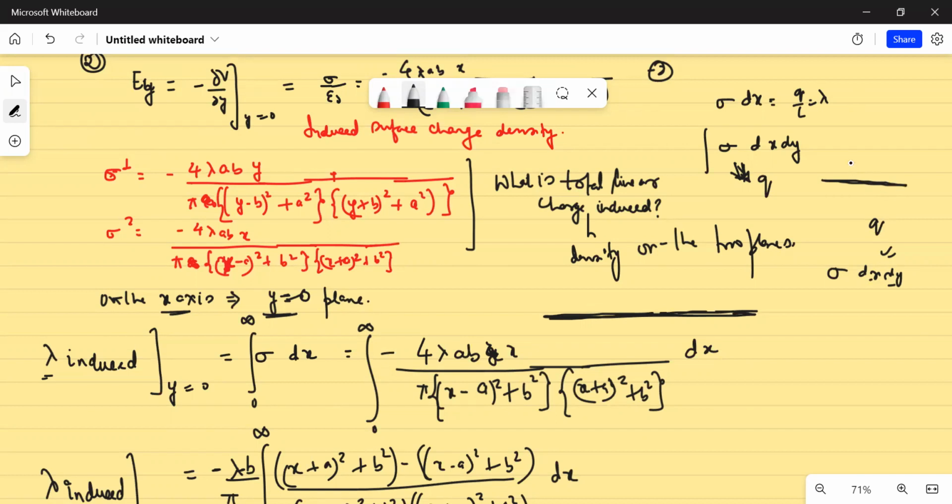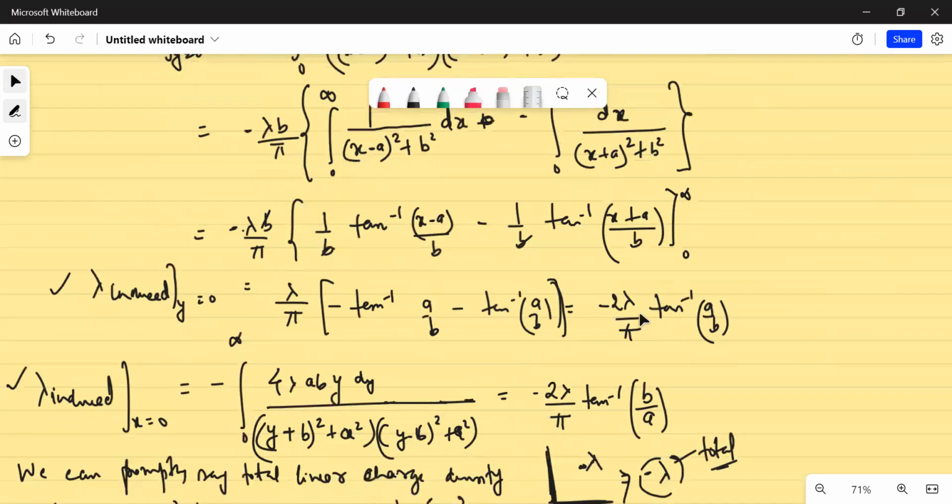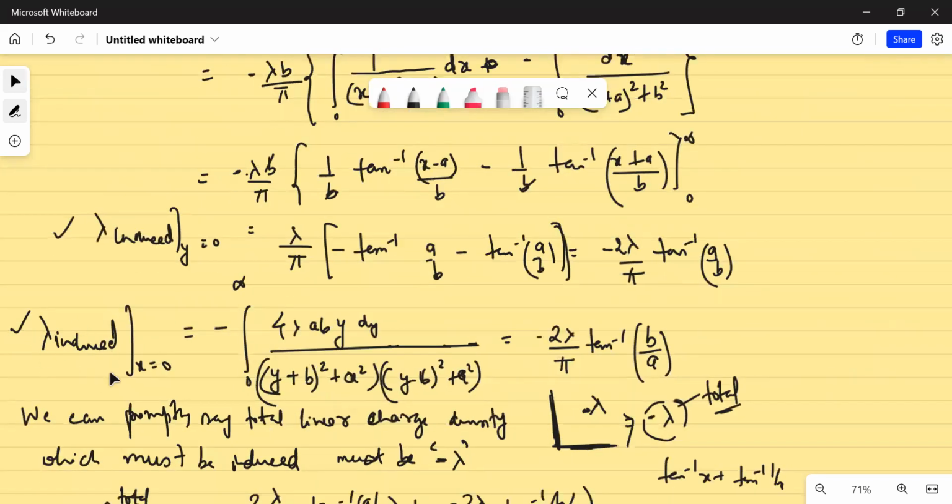So I will find the linear charge density induced. For that, I will just integrate sigma with dx. Sigma has dimension of charge per unit area, and here you have a length element. This length element will cancel one length dimension, and you will get charge upon length. So when you integrate sigma dx, you get the linear charge density. We wanted to find the linear charge density induced at y equal to 0, and for this we use these two formulas. We found the induced charge density on plane 1 and on plane 2. Accordingly, the induced linear charge density at y equal to 0 is minus 2 lambda by pi tan inverse A by B, and on x equal to 0, which happens to be the y-axis, it was minus 2 lambda upon pi tan inverse B by A.